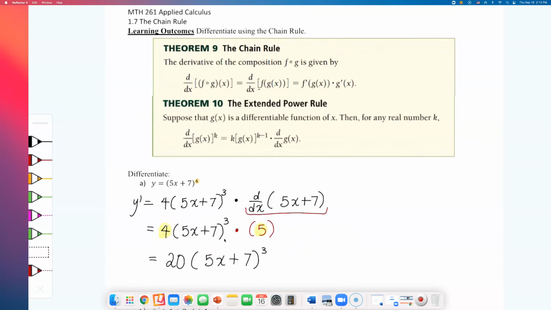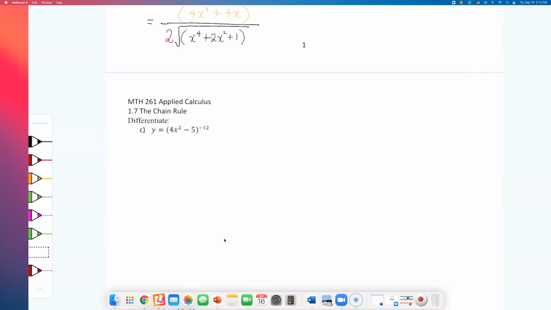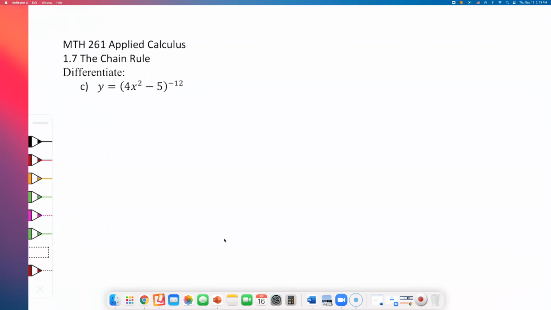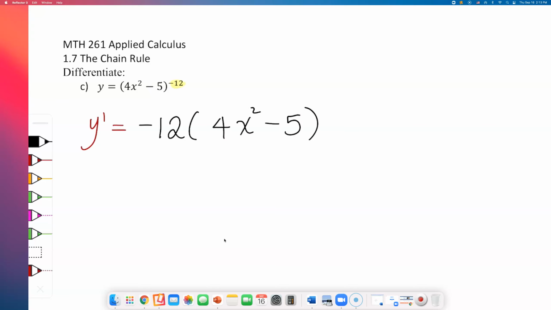All right, let me do a couple more with you on chain rule. Ooh, looks a little crazy. So let's take the derivative of the outside function first. So bring down that negative 12 to the front. So I'll have negative 12 times 4x squared minus 5. But new exponent is what? Negative 13. But multiply this by the derivative of 4x squared minus 5.